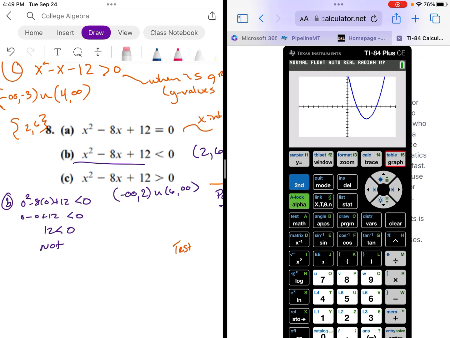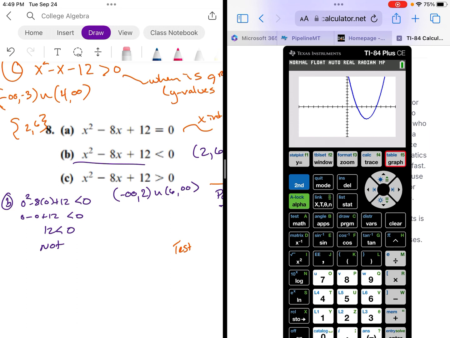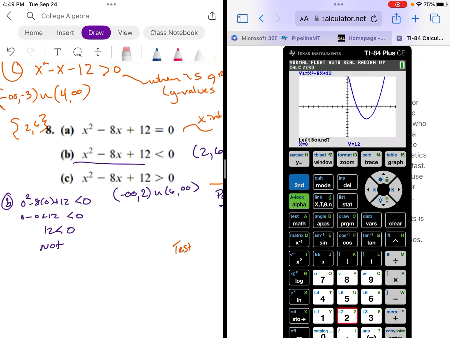I notice there are 2 spots that it touches. If I want to look at the table, I say second graph, and I look to see when there is 0 in the y column. I see 2, 0, and then I also see 6, 0. So those would be my 2 answers. If it's a more complex problem where it might be a decimal x-intercept, we can do second trace and option number 2, find the zeros.